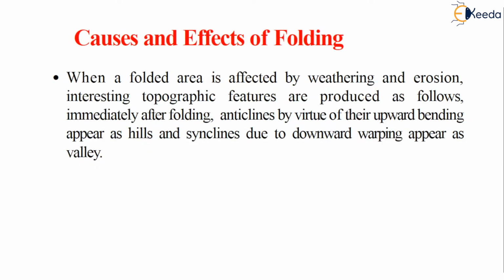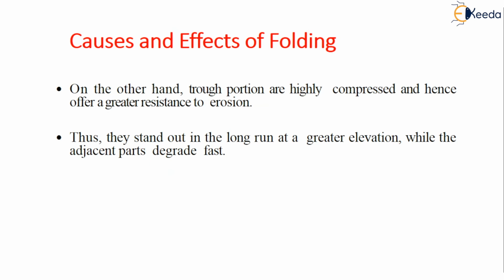Also, when a folded area is affected by weathering and sometimes by erosion, what happens? Very interestingly, these topographic features are produced as follows. Generally, after the folding, anticlines by virtue of the upward bending will appear just like a hill, and synclines due to downward warping will occur like a valley. So upward it looks like a hill, downward it looks like a valley. On the other hand, the trough portions are highly compressed and hence they offer very great resistance to erosion because they are highly compressed.